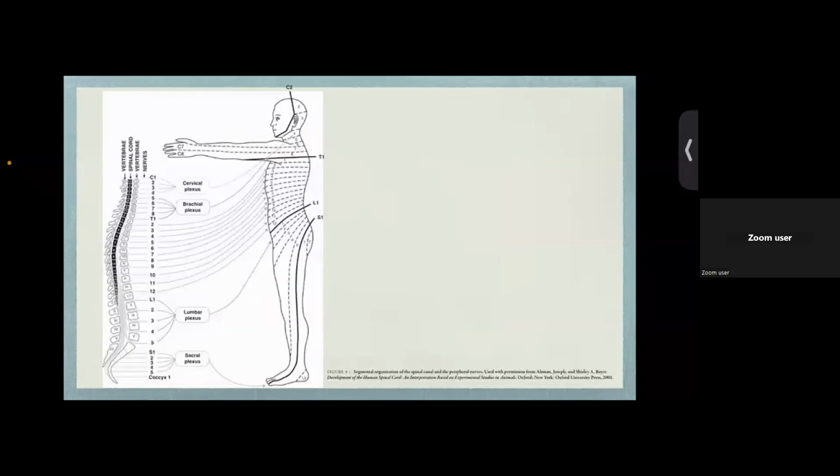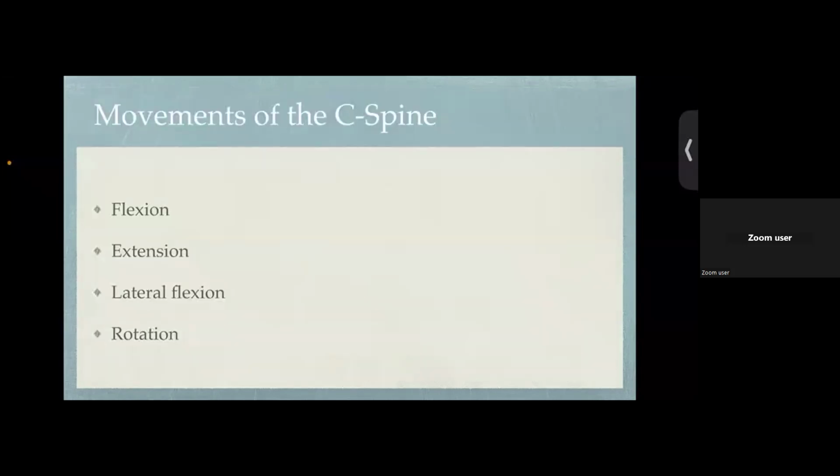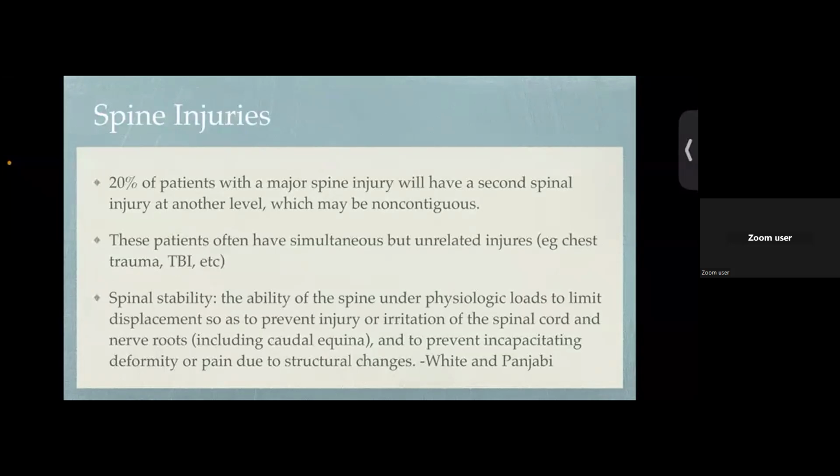This is just another diagram showing the spinal nerves and the corresponding dermatomes. So movements of the C-spine, we have flexion, extension, lateral flexion, and rotation. Okay, so more on to the clinical side of things. So spine injuries, and we're focusing more on C-spine injuries.